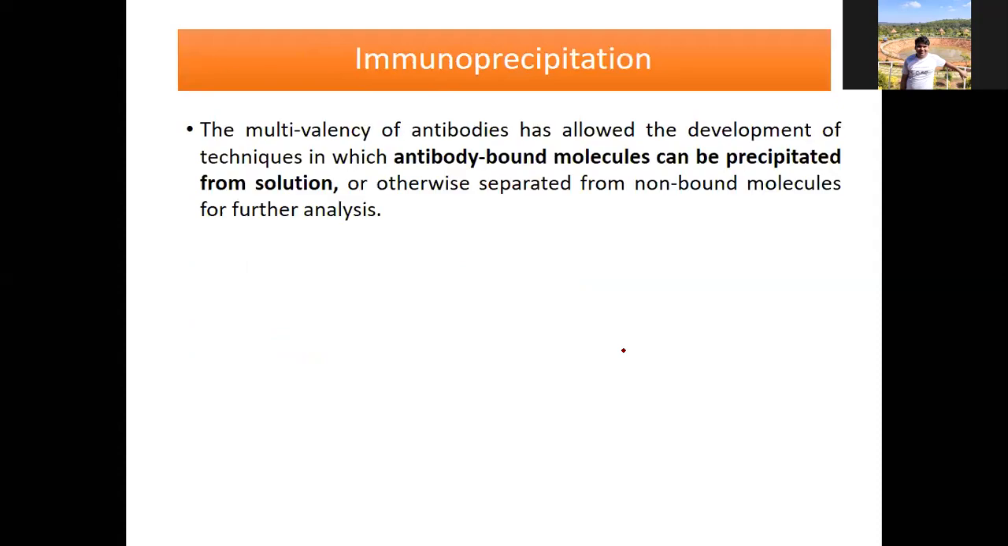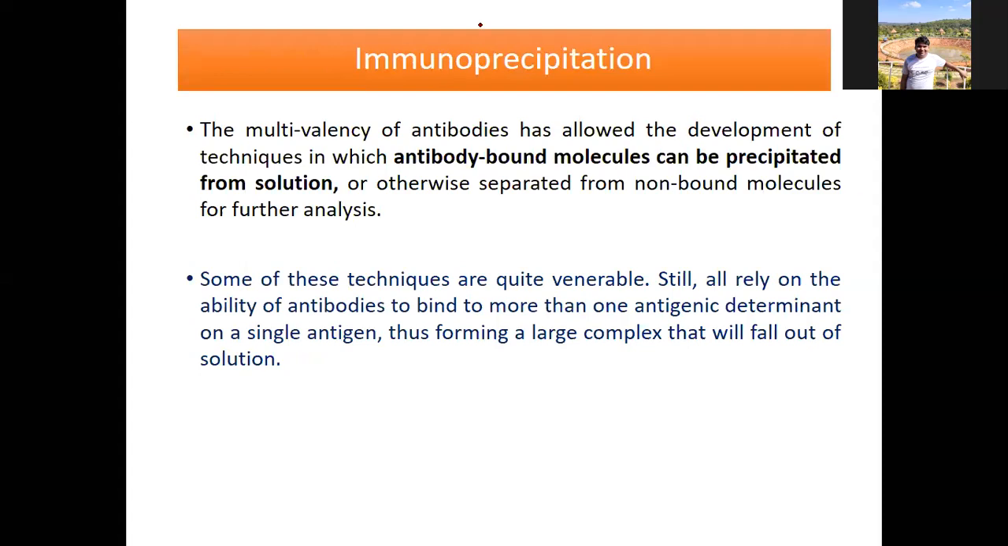So let me get into the first one, which is called immunoprecipitation. Immunoprecipitation relies on the multivalency of antibodies. In this case, the antibody can interact with different antigens. This technique is used for studying interactions, and it is one of the earliest concepts which was developed. They are quite vulnerable, but still there are many tests which are based upon these immunoprecipitation concepts.